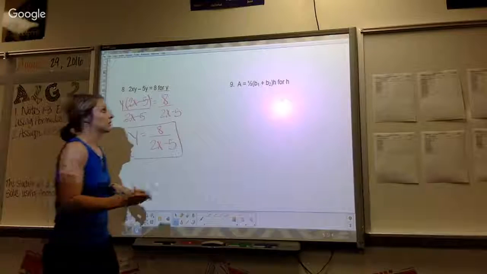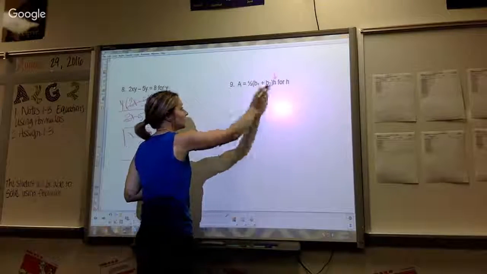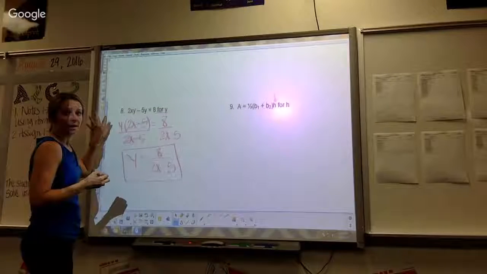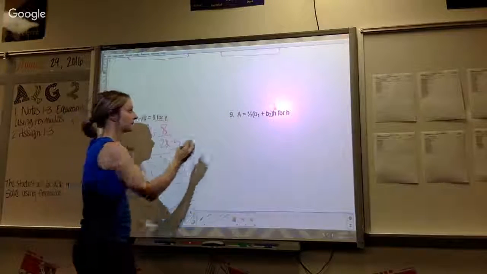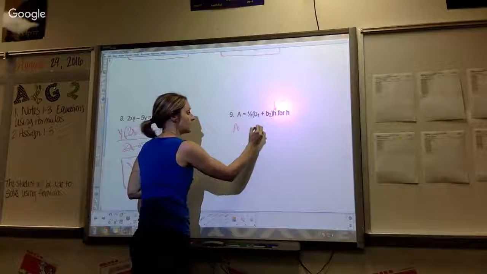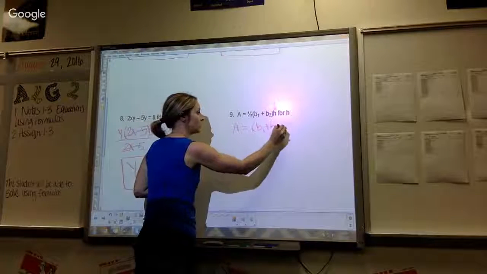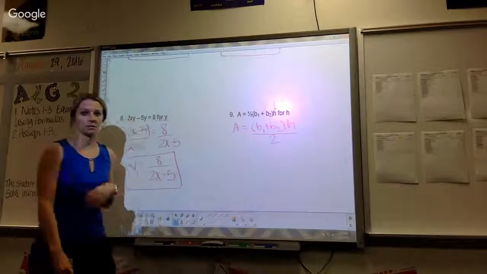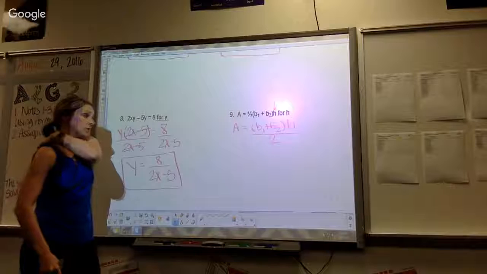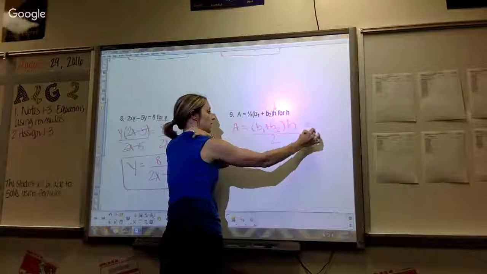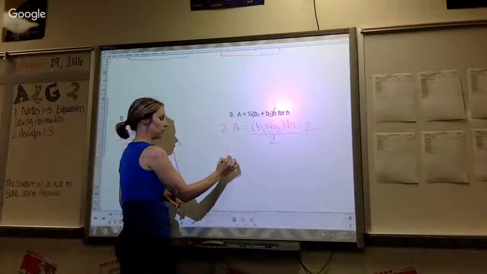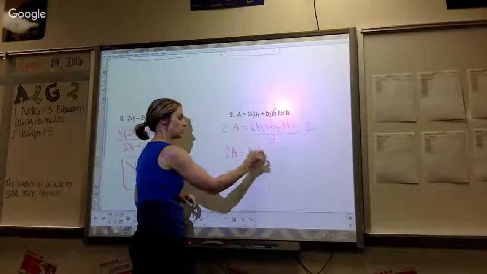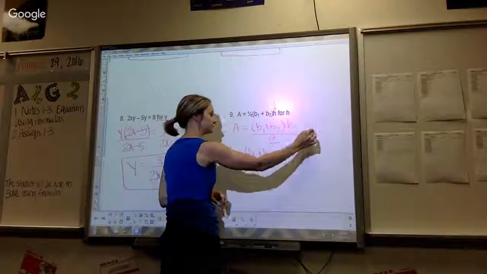All right, last one. We're going to solve for h. Notice this is the area formula for a trapezoid. Okay. All right, I can rewrite that formula there as base 1 plus base 2 times height divided by 2. Same exact thing. Okay. So I want to get rid of the 2. So I'm going to multiply both sides by 2. So we get 2a equals base 1 plus base 2 times the height.